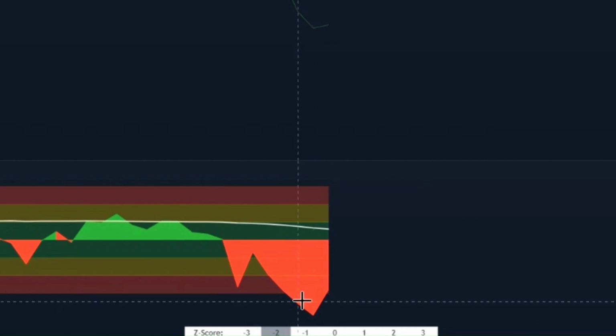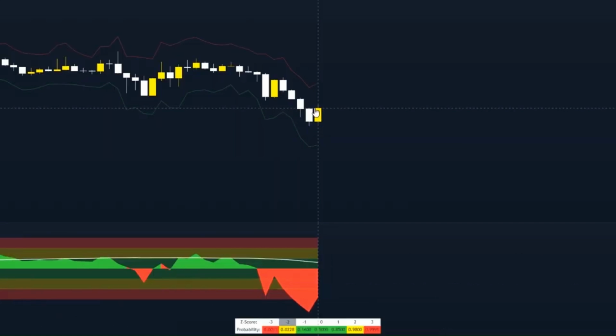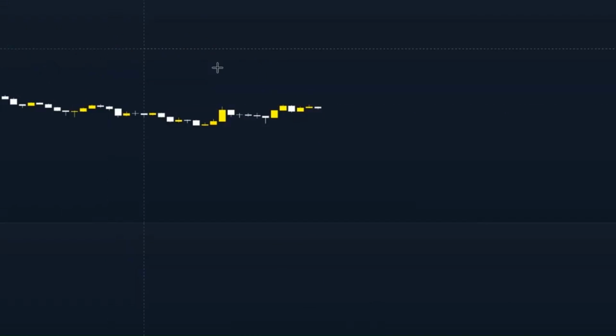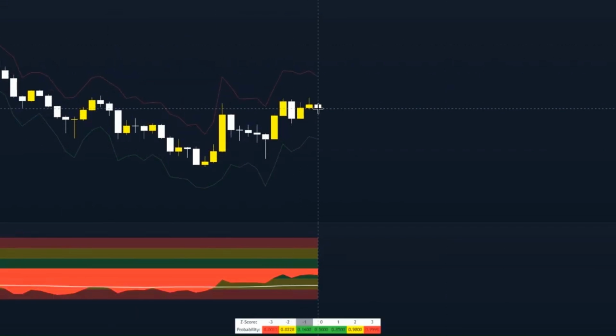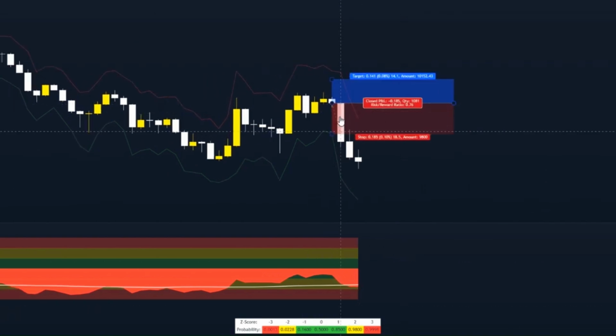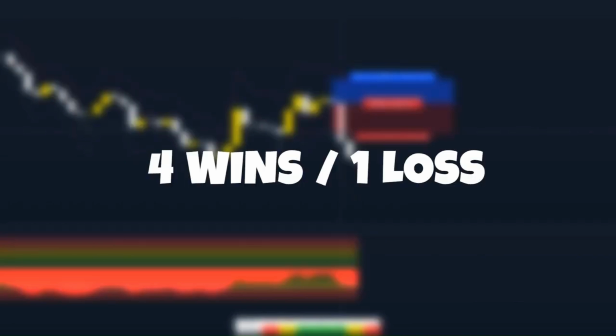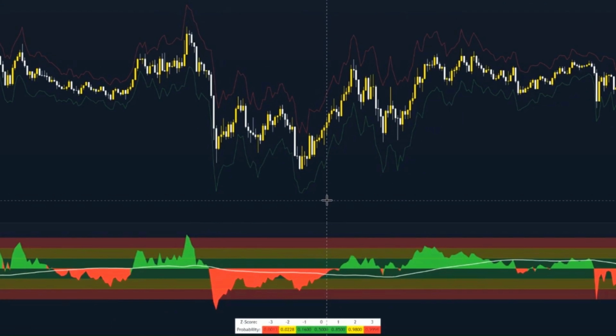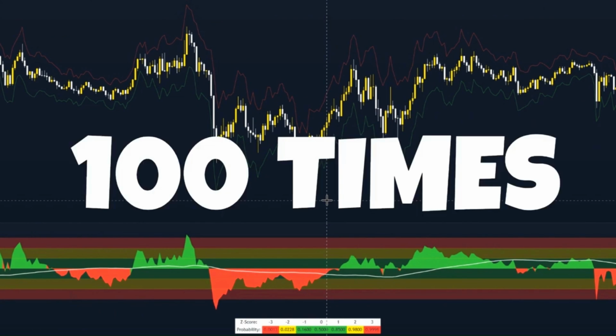You can see right here again, price has left the zone and came back inside. And with this candle close, we can go down to the 5-minute chart. And we can see that in 1 candle, price broke through our stop loss, making that 4 wins and 1 loss currently. Okay, it's time to test out this strategy 100 times.